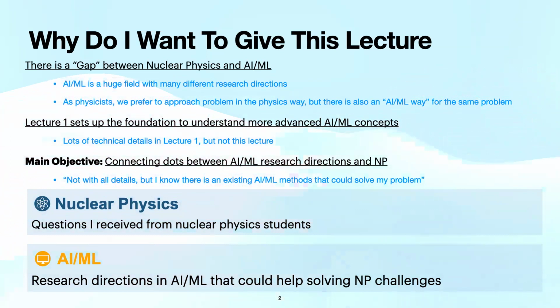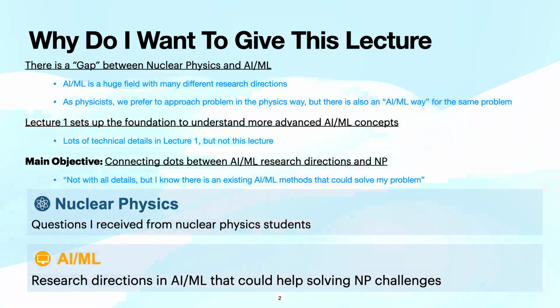like DNP, for example. Having that many researchers means they also have many different research directions, and they develop a lot of different models. They do a lot of very fancy things within the AI ML community. But from the physics side, we prefer to approach the problem in the physics way, more like the first principle way. But there is also an AI ML model that can help you do the same thing or even do these kinds of things better. The only problem is that we do not know that this kind of model exists.